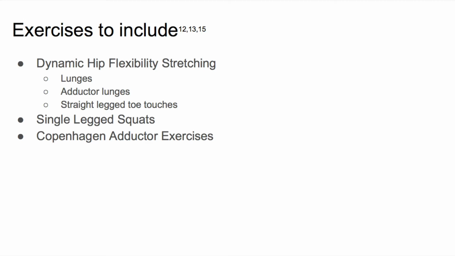Although that's the test to decipher whether there's knee extensor and hip weakness, sometimes the test can also be the exercise, and single-legged squats should be included to increase knee extensor and hip strength. Another great exercise to include is the Copenhagen adductor exercise. This is a partner exercise that was found to increase abductor and adductor strength.